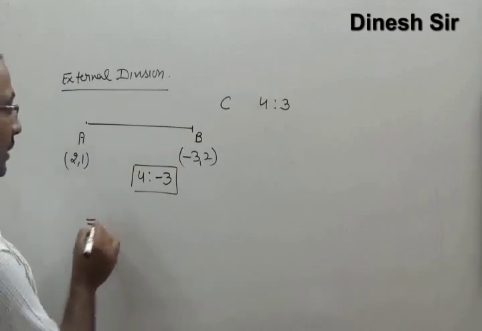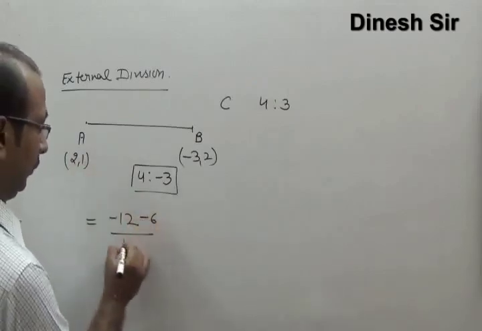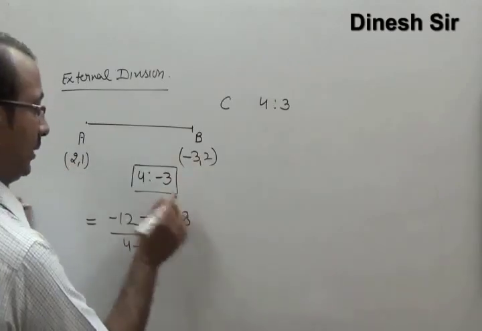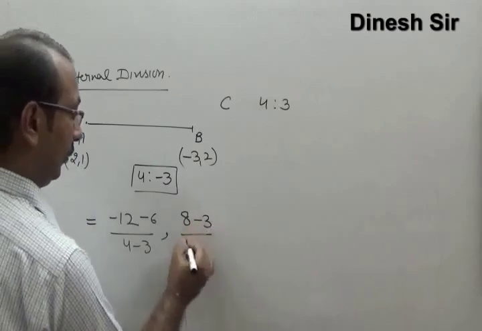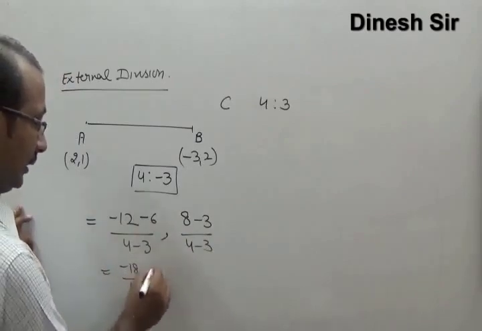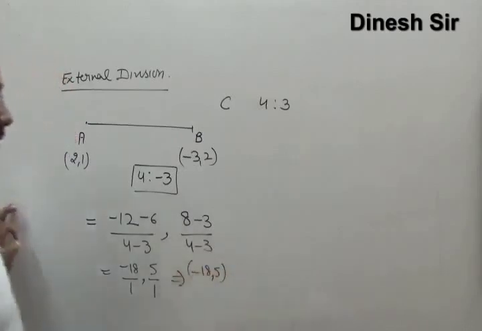How? We have to find the abscissa: 4 into minus 3 is minus 12, minus 3 into 2 is minus 6, upon 4 minus 3. Then we have to find the ordinate: 4 into 2 gives you 8, minus 3 into 1 is minus 3, upon 4 minus 3. So that would be minus 18 upon 1 and 5 upon 1. Or I can say my point is minus 18, 5. So these are the coordinates that divide this join externally in the ratio of 4:3. This is the concept of external division.